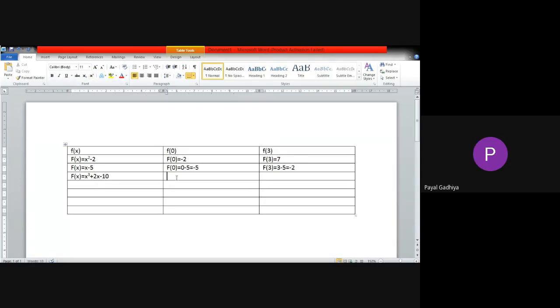What will be f of 0 then? f of 0 is equal to minus 10, because x equals 0 you will put, so it will be minus 10. Then f of 3 is equal to 3 cubed, 27, plus 6, minus 10. So 27 plus 6 minus 10 is 17 plus 6, so it will be 23. Fine. Okay, thank you, Bhargav.